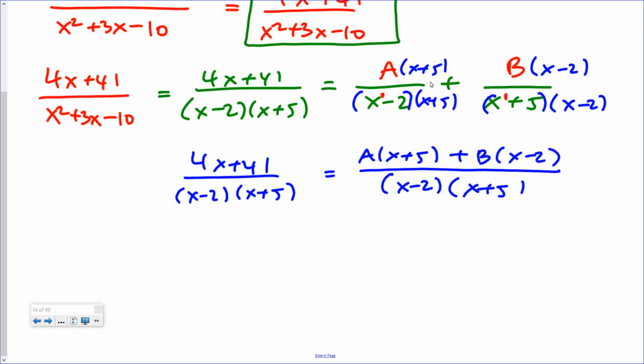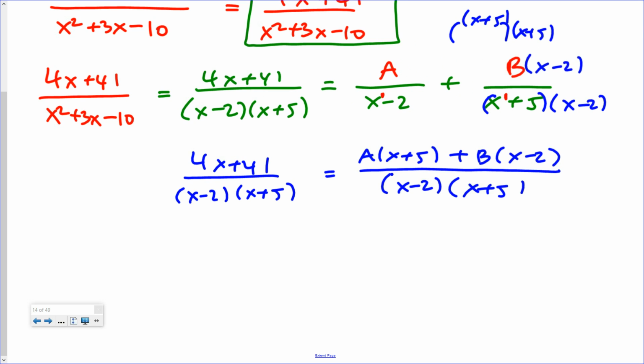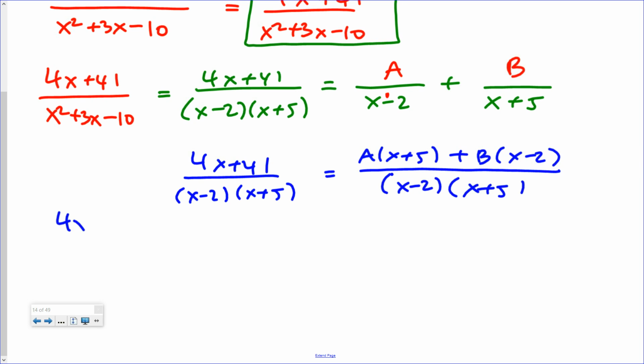What I was hoping was to change this fraction into two easy fractions so I can easily integrate. Okay, remember this is not an integration problem yet. I just want to change it into partial fraction decomposition. And so what I've done here is true, right? Everything is true. If this denominator is equal to this denominator, what does that mean this numerator is equal to? That numerator. So I have this new algebra problem: 4x plus 41 is equal to A times x plus 5 plus B times x minus 2.